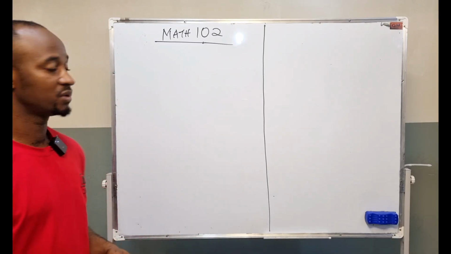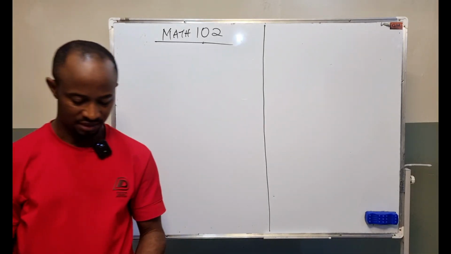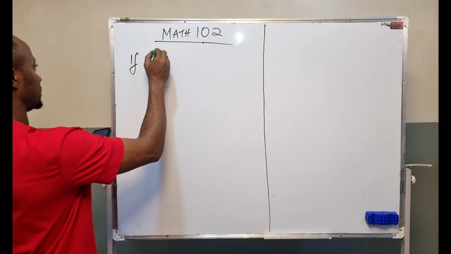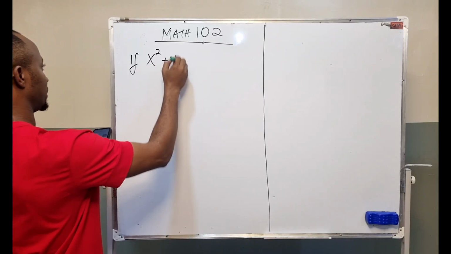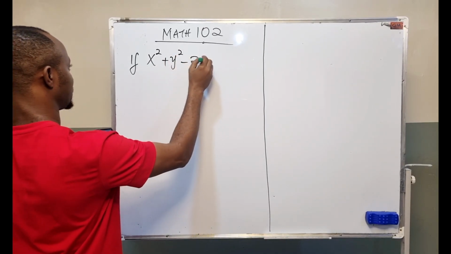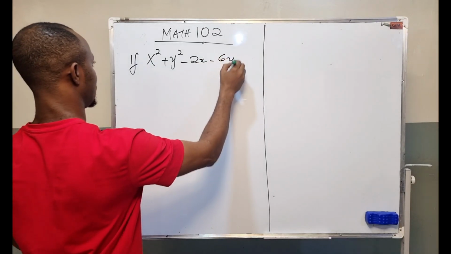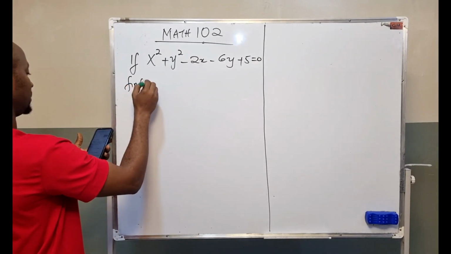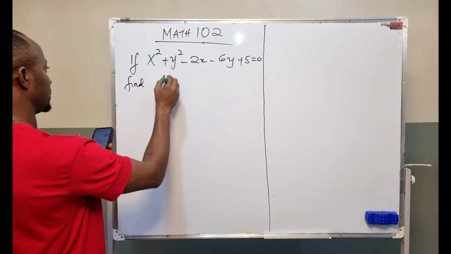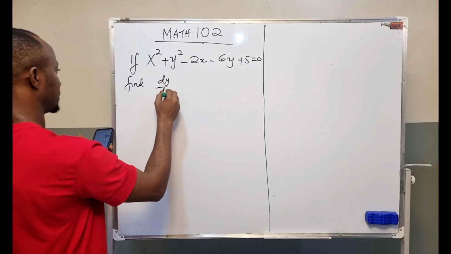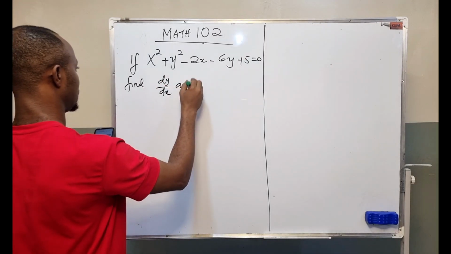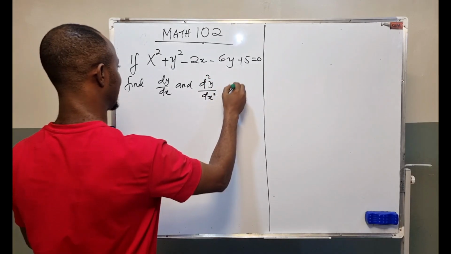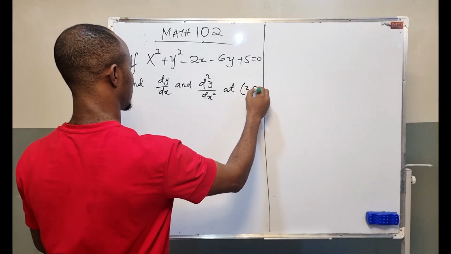Right, so the first question we have here in the past question says that we are told that if x squared plus y squared minus 2x minus 6y plus 5 equals 0, we also find the dy/dx and the d2y over dx squared at (3, 2).